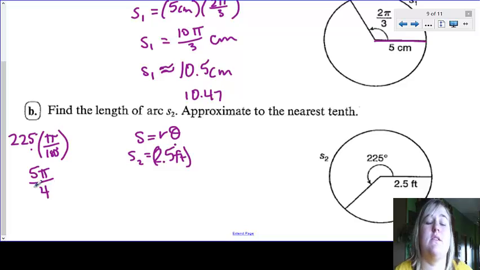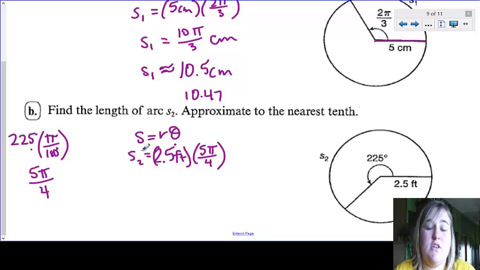Because they're always going to want it to be exact like that. You don't want to have a decimal. It needs to be that fraction. So if you leave the pi out at first, you can use your calculator to convert it back to the fraction if you don't know what it is. So I have 5 pi over 4.